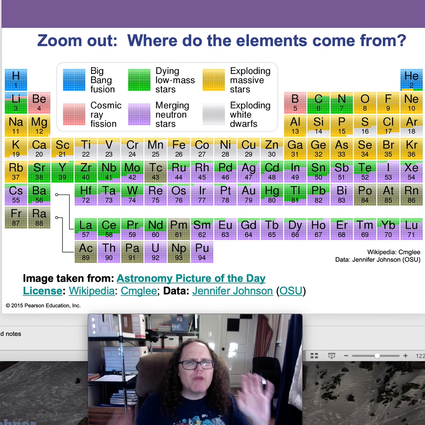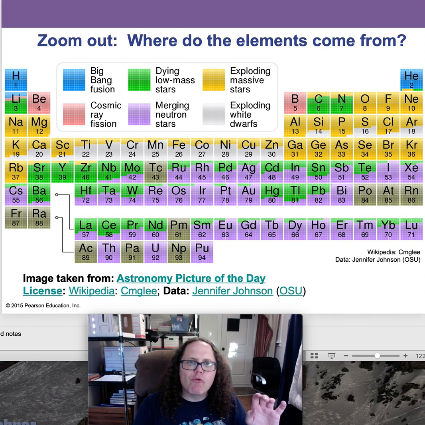But what about the really heavy elements, the rare and valuable elements like gold and silver and platinum? How are they made? It turns out the really valuable elements are made when two neutron stars collide. We call that a kilonova, and those elements are in purple here.